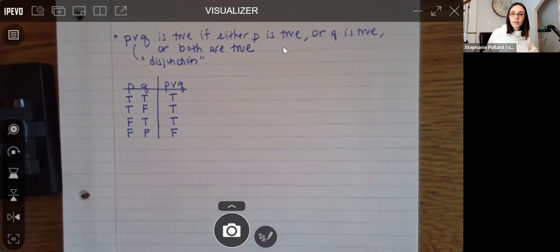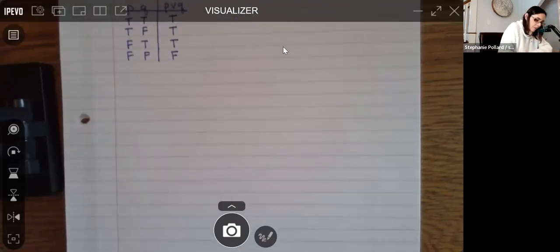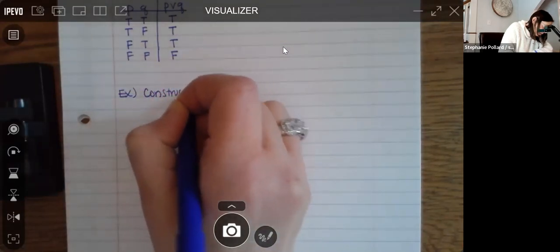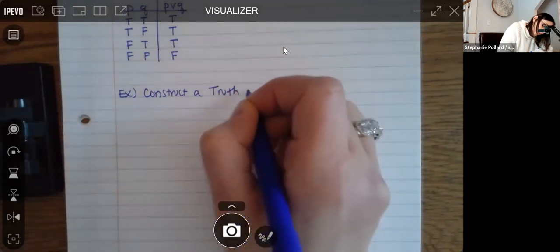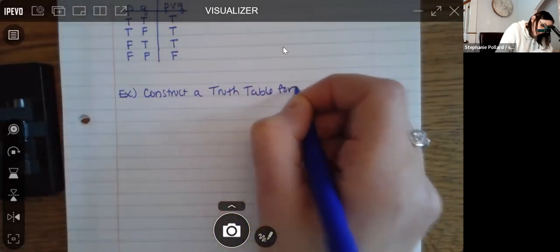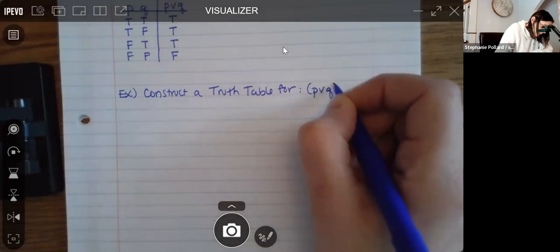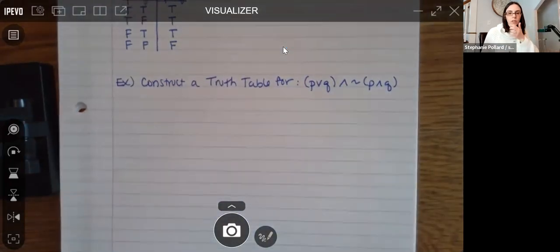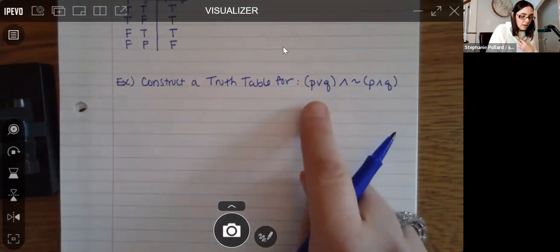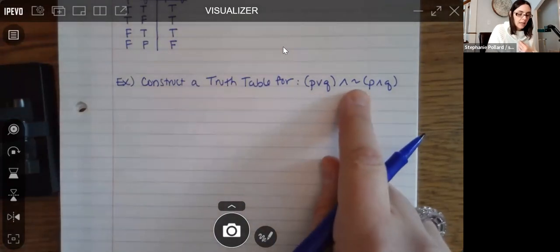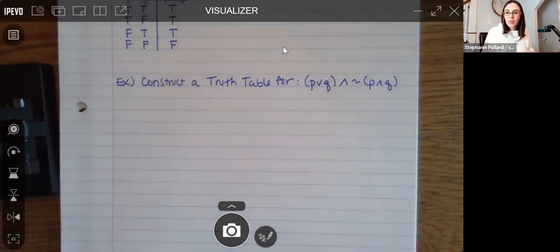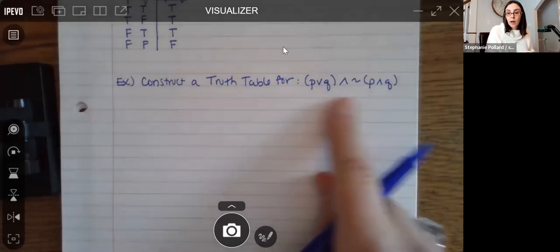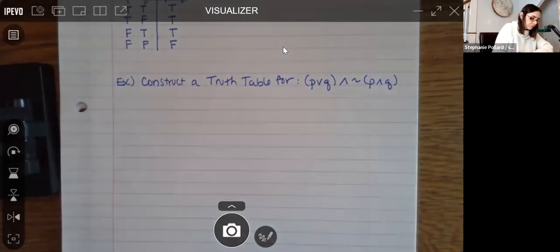All right, let's do a couple of examples here with larger truth tables. So we're going to construct a truth table for P or Q and not P and Q. What you want to do first when you're doing a larger truth table like this is just look at the individual statements. I have two variables here, P and Q. So that's how I'm going to start.